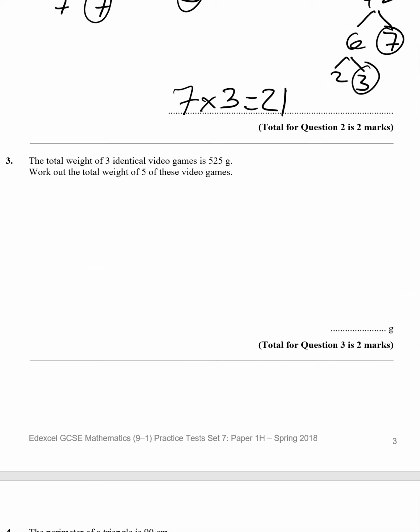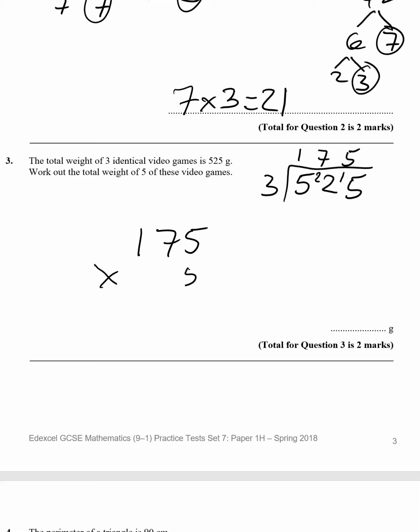Right, question 3. The total weight of 3 identical video games. We need to work out the weight of 5. Right, okay, so I would work out the weight of 1. So basically 525 divided by 3, which gives you 175 for 1, and then you have to do 175 times by 5. 5 times 5, 25, 5 times 7, etc. So actually it's 875 grams.